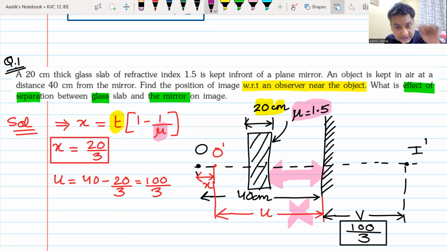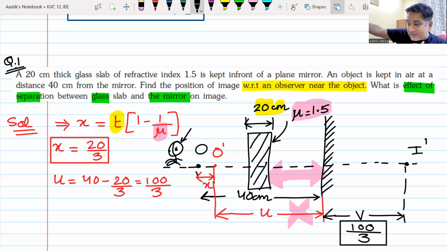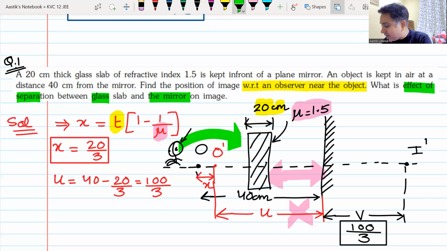But the observer is near the object. That means I'm here. This is my observer, my dear friend. He looks like an alien, but he's an observer. Now, when he sees this, he will not see it 100 by 3 from the mirror because he is also seeing it through the glass slab. Do we understand this, my dear friends?